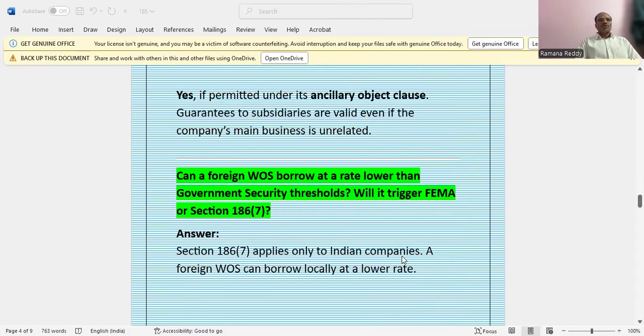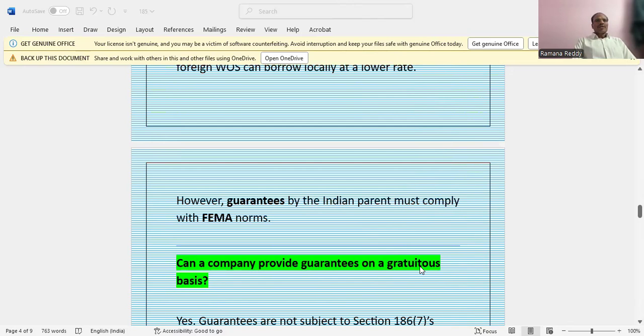Can a foreign wholly owned subsidiary borrow at a rate lower than government security thresholds? Will it trigger FEMA or Section 186 subsection 7? Section 186 subsection 7 applies only to Indian companies. A foreign wholly owned subsidiary can borrow locally at a lower rate. However, guarantees by the Indian parent must comply with FEMA norms.